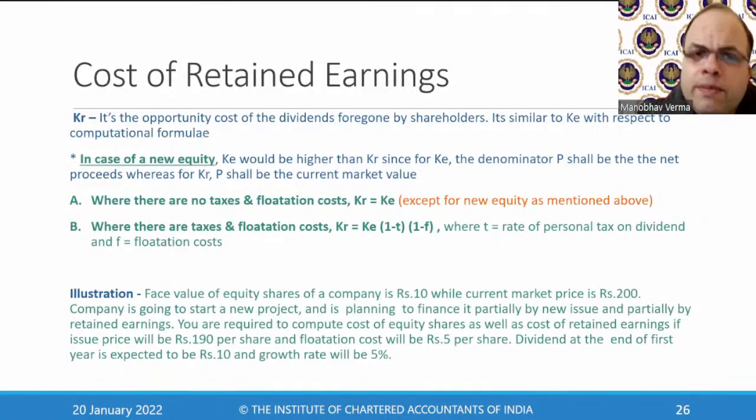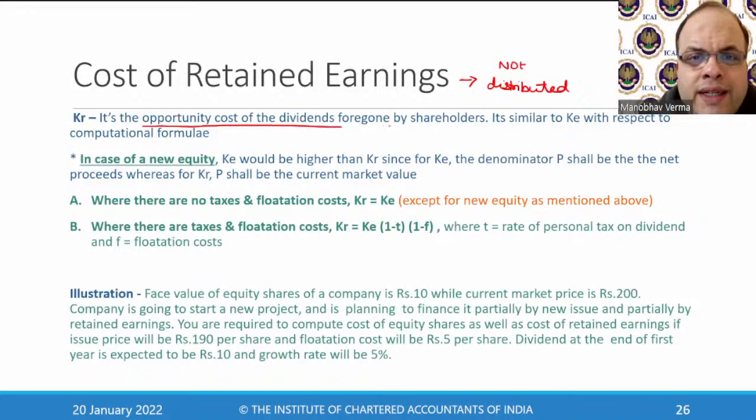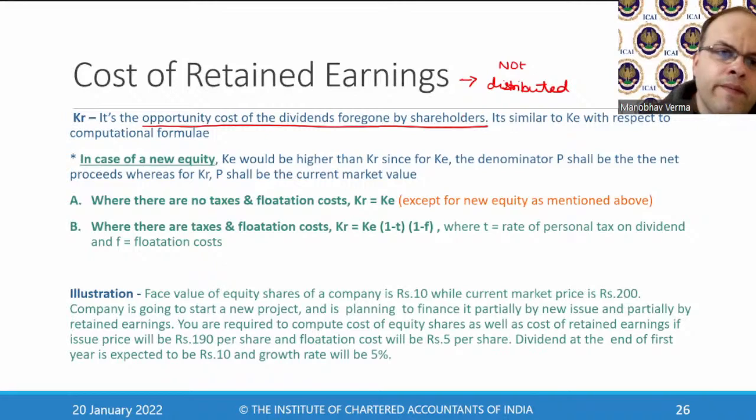Another important aspect, or rather a different perspective of looking at retained earnings. What are these retained earnings? These are the earnings which are not distributed to the shareholders. If these are not distributed, that means we could say that yes, cost of retained earnings is the opportunity cost of the dividends foregone by the shareholders. So basically we're saying that it's kind of the same as Ke. And as I said, in case of new equity, the cost of equity would be higher.